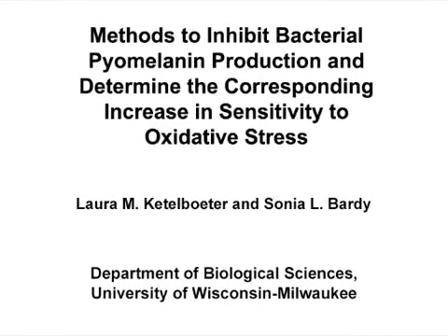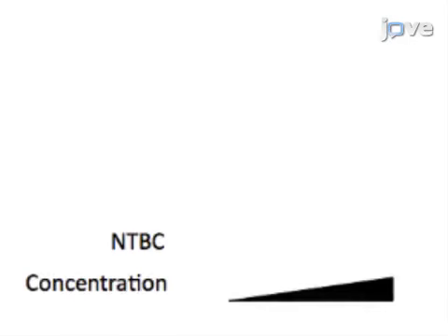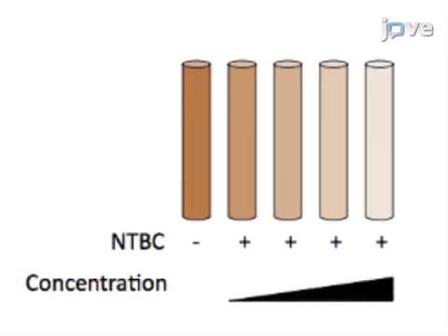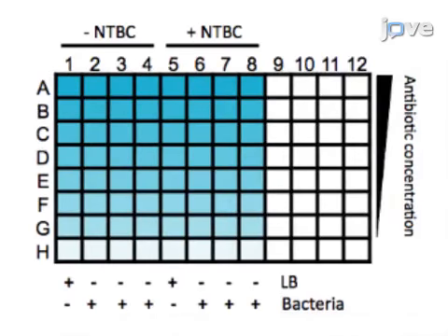The overall goals of the following experiments are to determine the effects of NTBC on pyomelanin production and sensitivity to oxidative stress, as well as antibiotic minimum inhibitory concentrations, or MICs. This is achieved by adding NTBC to bacterial cultures to determine the concentration that reduces pyomelanin production. As a second step, bacterial cultures are treated with NTBC and antibiotics, which will allow the user to determine if NTBC treatment has an effect on antibiotic MICs.